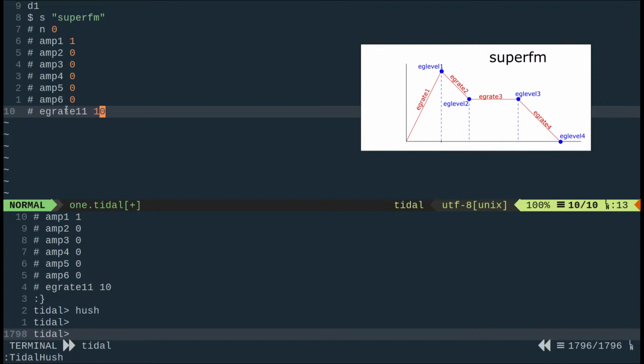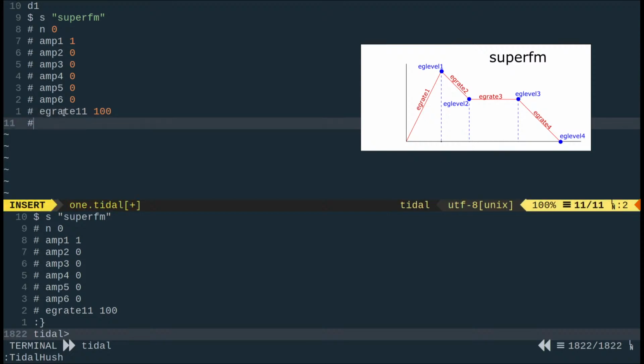Niklas, for the envelope I put the same shape as the ADSR just to have something to grasp on, but it doesn't have to be. It's just one of the many configurations. So this is a fast attack again.